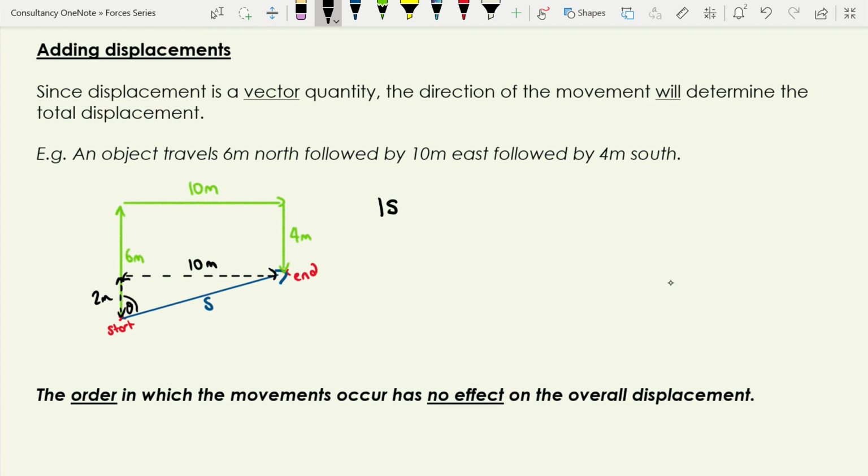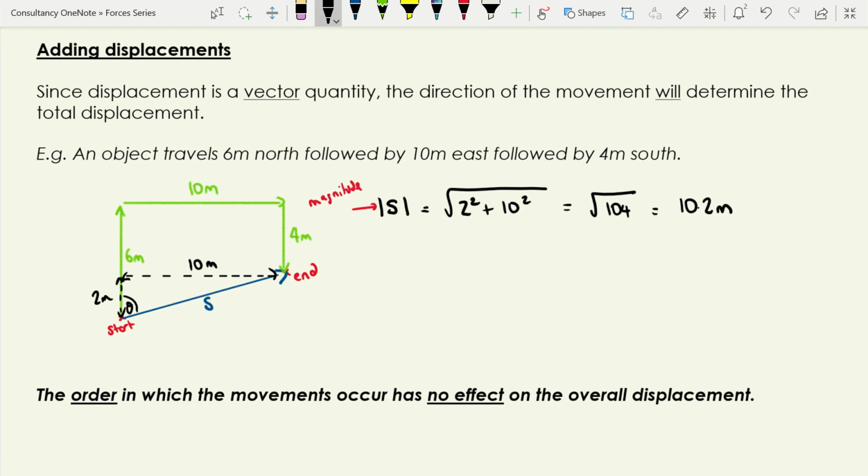So the magnitude of our displacement is going to be found using Pythagoras' theorem. So we do 2 squared plus 10 squared, and that's going to be the square root of 104. So let's quickly type that in, square root of 104, and that's going to be 10.2 meters. So this, incidentally, is the symbol for magnitude, if you see those.